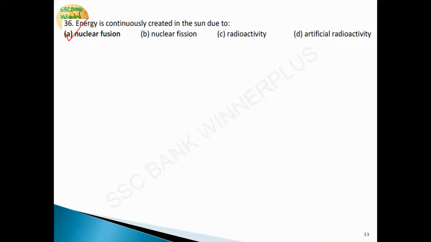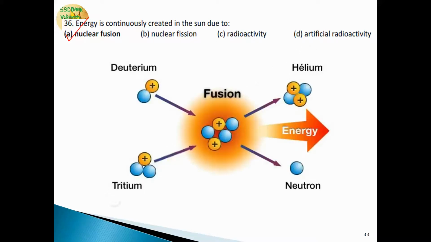The atoms of tritium and deuterium are actually isotopes of hydrogen: hydrogen 1, hydrogen 2 and hydrogen 3. So hydrogen 2 and hydrogen 3, that is deuterium and tritium, unite under extreme pressure and temperature to produce a neutron and a helium isotope. Along with this, an enormous amount of energy is released, which is several times the amount produced from fission.